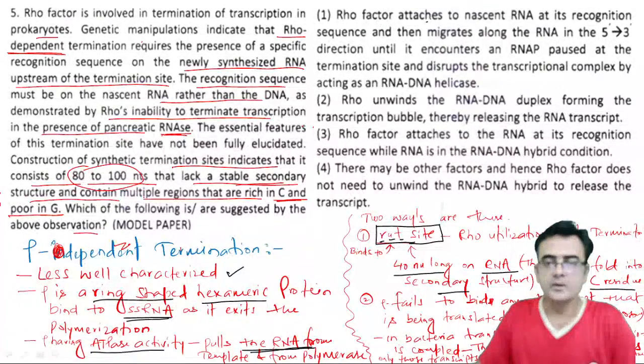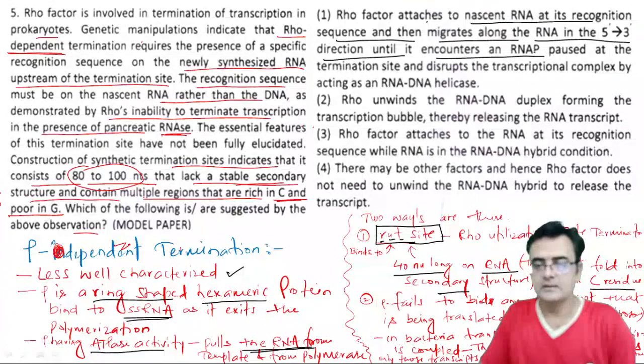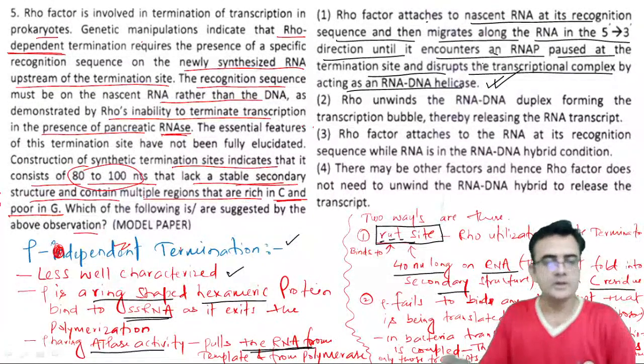So the choices are: the rho factor attaches to the nascent RNA at the recognition sequence and then migrates along the RNA in the 5' to 3' direction until it encounters the RNA polymerase paused at the termination site and disrupts the transcriptional complex by acting as the... So actually what we learned here in rho dependent termination, this is the correct statement about what they are saying in the description of the 5th question, right? So this seems the correct answer, but second we have to also read.